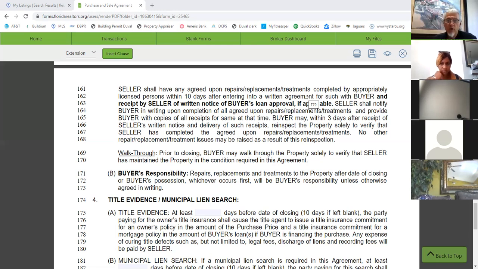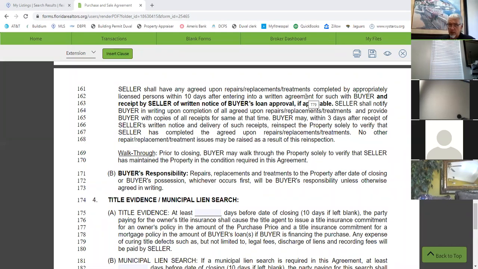Walkthroughs. Prior to closing, buyer may walk through the property solely to verify that the seller has maintained the property and they're getting all the stuff that's in there. Don't ever skip a walkthrough. Always insist that you go on a walkthrough and as close to closing as possible. Usually the morning of, you're going to do the walkthrough.